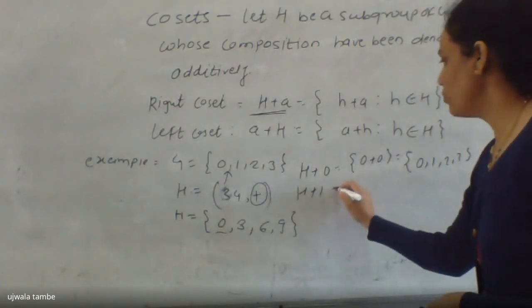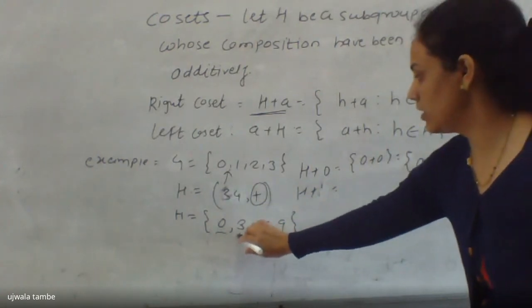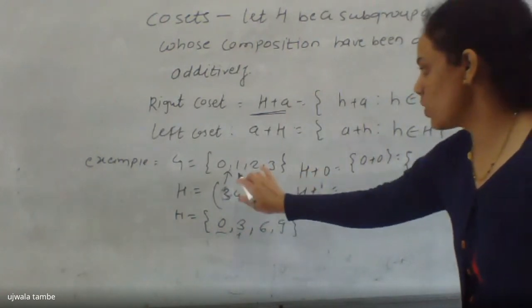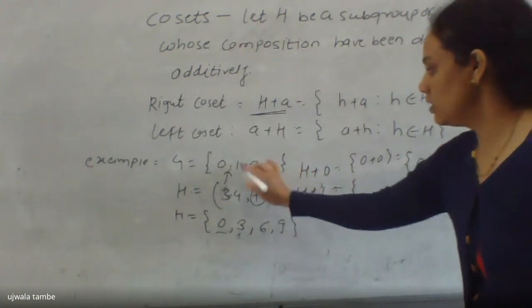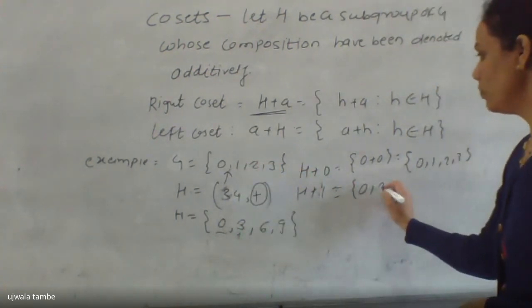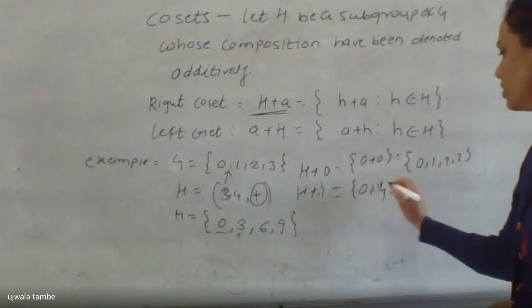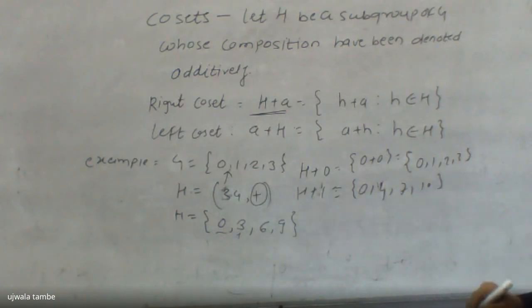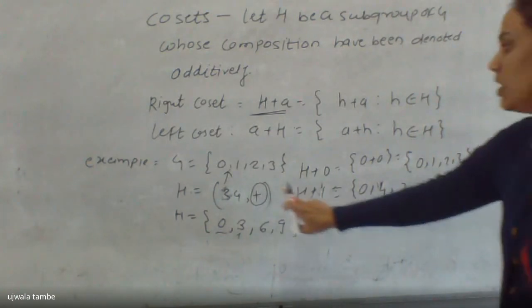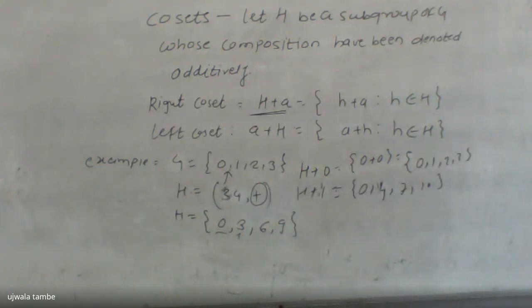Similarly, we can find out H plus 1, H plus 2, H plus 3. So H plus 1. So again 1 plus 0, 1, 3, 4, 7 and 10. Okay. Similarly, we can perform the same operation for H plus 2, H plus 3 as well.